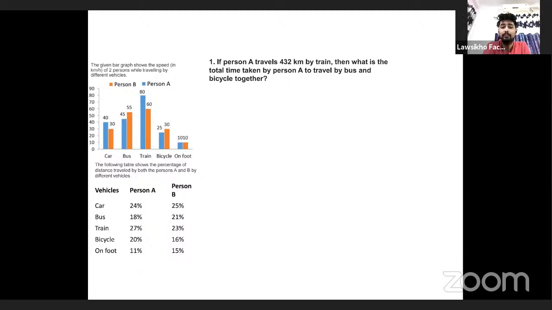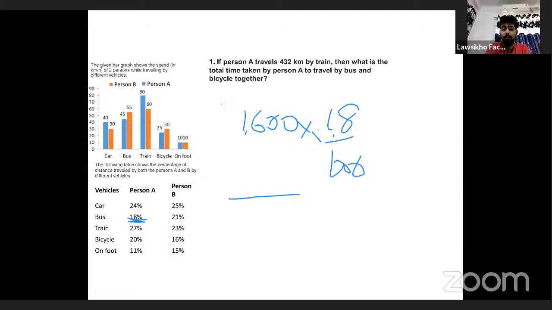तो बस के लिए if the total distance is 1600 किलोमीटर, तो बस का शेयर कितना था? 18%. ठीक है? तो the distance would be nothing but 1600 into 18%. ठीक है? तो ये हो गया तुम्हारा टोटल डिस्टेंस 1600 इंटू 18 अपॉन 100. ठीक है? 1600 का 18%, द डिस्टेंस कवर्ड बाय बस अपॉन दिस इज डिस्टेंस. तो स्पीड कितना था बस में? इट वाज 45. ठीक है? तो 1600 अपॉन 45 इंटू 18 अपॉन 100, ये हो गया फॉर बस.